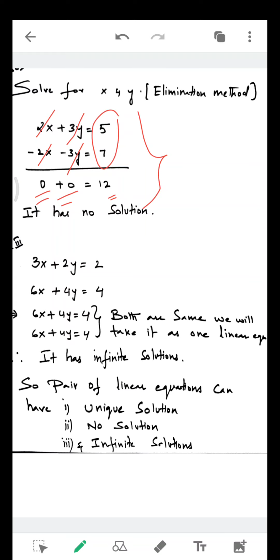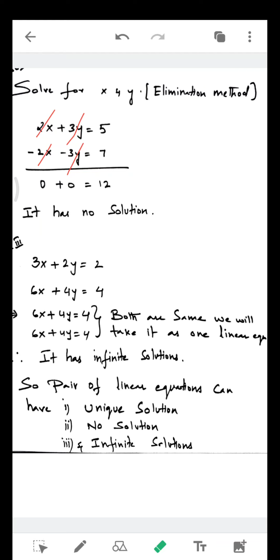So this type of case is said to have no solution. So a pair of linear equations may not have a solution also, for this type of cases.